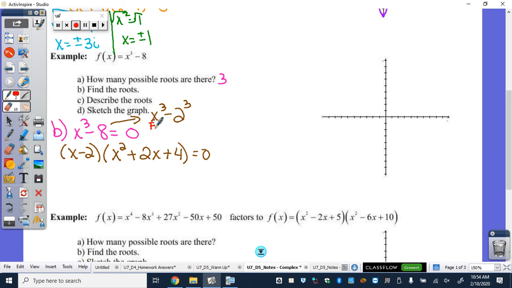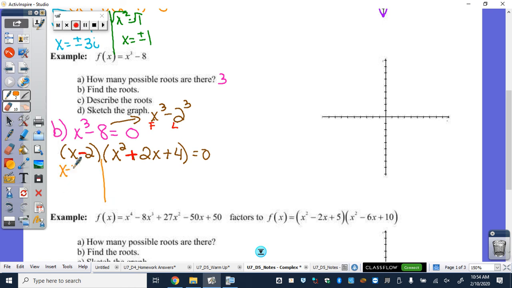So again, x is my first, 2 is my last. So it's first minus last, first squared, first times last, last squared. That's always the pattern it goes in. The only thing that changes is this sign and that sign, depending on whether you're adding or subtracting.